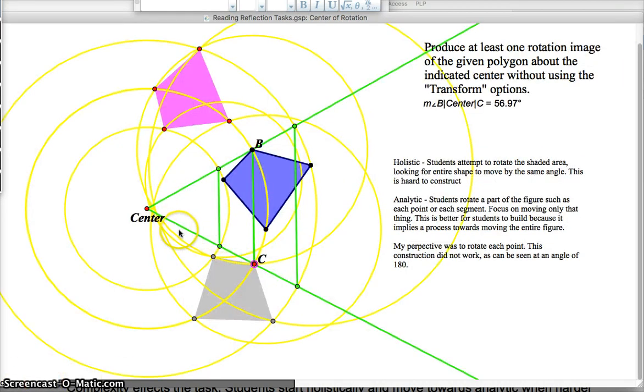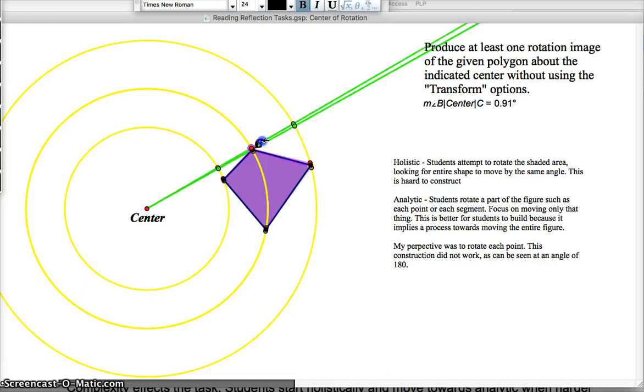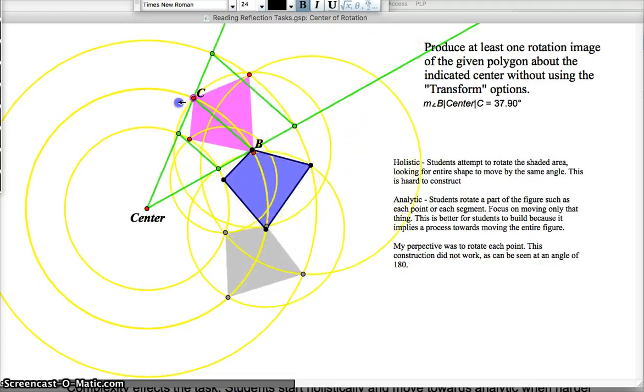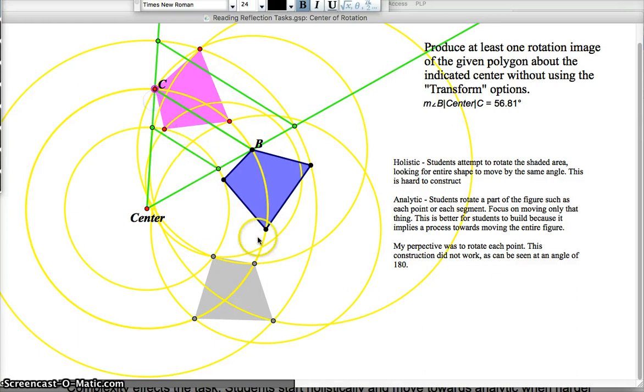For center of rotation, produce at least one rotation image of the given polygon about the indicated center without using transform options. So holistically, students might attempt to rotate the shaded area and look for the entire shape to move by that angle. And I think that makes this the hardest to construct, because if you're trying to move the whole shape at once, it's not immediately obvious how you should do so.